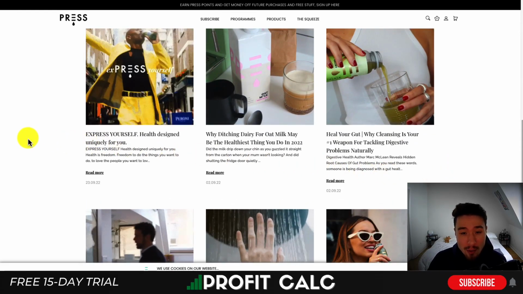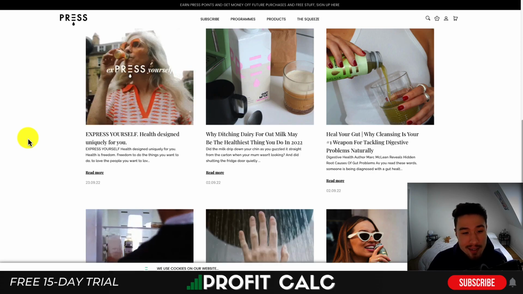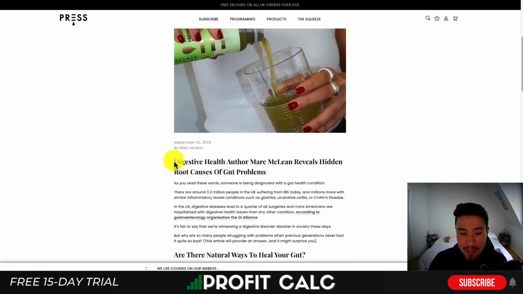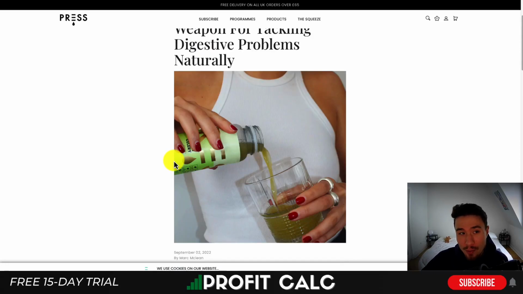So we can see heal your gut, why ditching dairy for oat milk may be the healthiest, good fats designed for weight loss. Just like Death Wish Coffee, they're going to be using their own product imagery here to help associate the two between health and wellness and their brand.